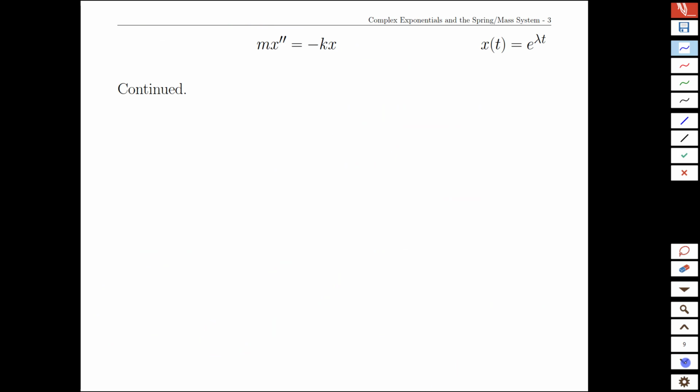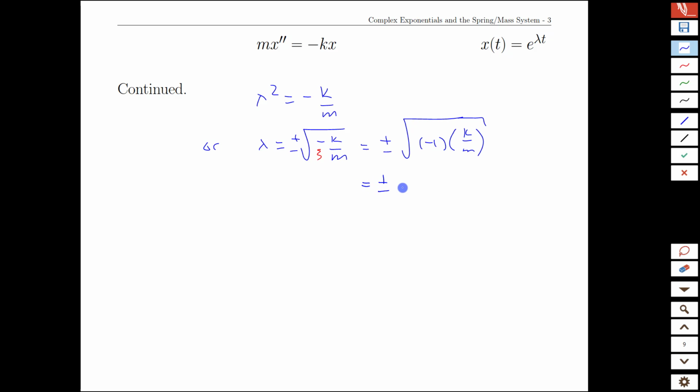I'm just going to take that to the next page. Lambda squared equals negative k over m, or lambda is equal to the square root, positive or negative, of negative k over m. And so already we should be a bit suspicious. We have this negative inside the square root sign. But if we just factor that as negative 1 times k over m, then remember square roots can apply to each term individually. So we're going to have lambda equals plus or minus i times the square root of k over m. So we have a solution.